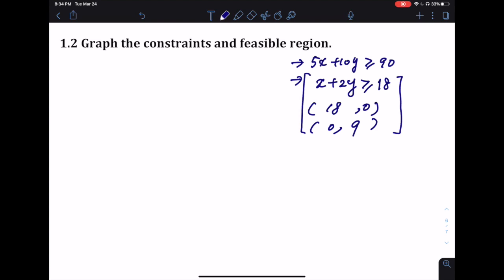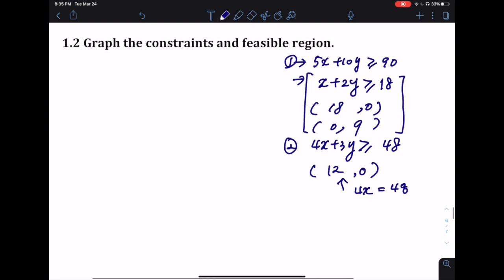The second one is 4x plus 3y greater than or equal to 48. If you try to find the intercepts, when y is 0, what is the value of x? This is when 4x equals 48, so you will get 12. When x is 0, you will get the value for y.